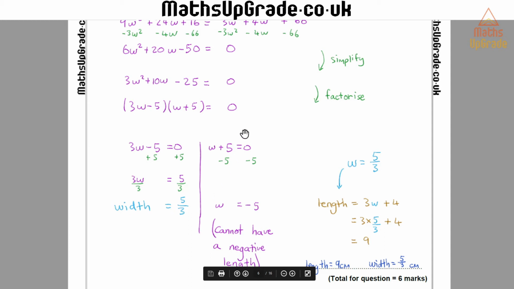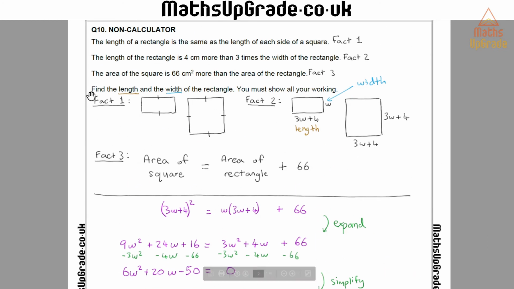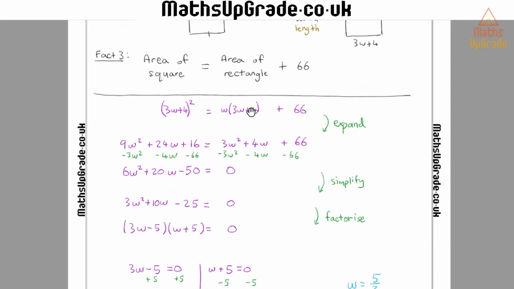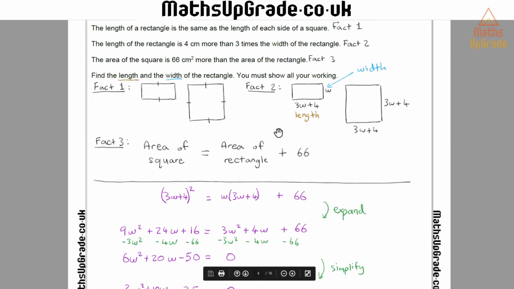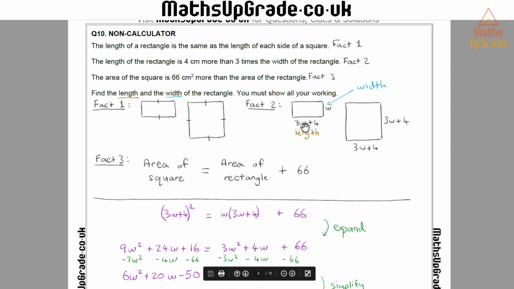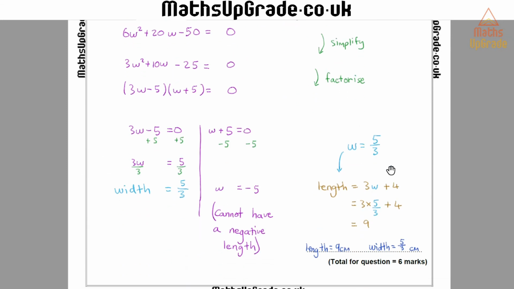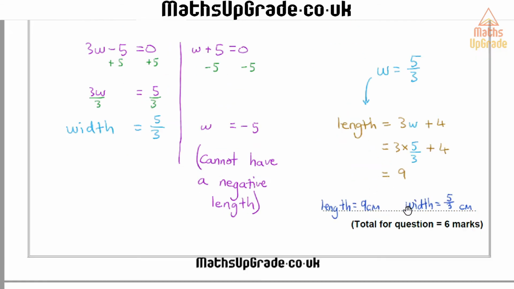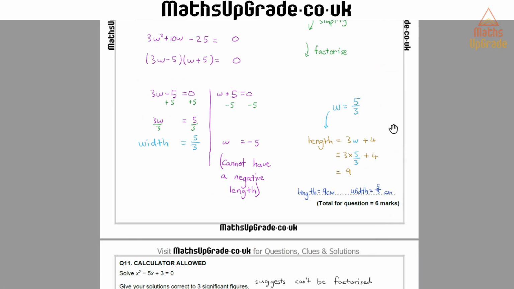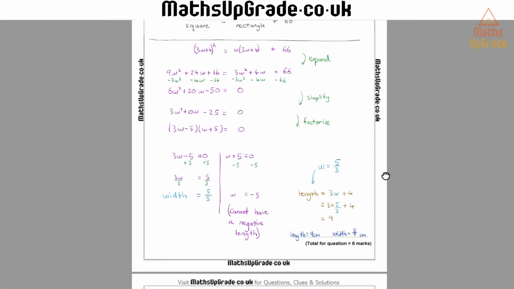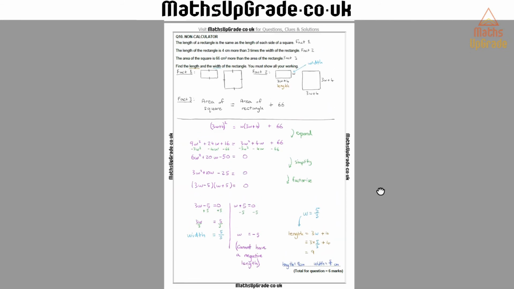Width is 5/3. Now in the question, you need to find the length and the width. So I found the width of the rectangle. Now to find the length, the length is just 3 times the width plus 4. It tells you that in the question too. So if I times this width by 3 and add 4, I'll get 3 times 5/3, which is 5, add 4, which is 9. So there's my answer there. Length is 9, width is 5/3, and they're both in centimetres, and that would be 6 marks for that question. That was the hardest question on the non-calculator section of this booklet.